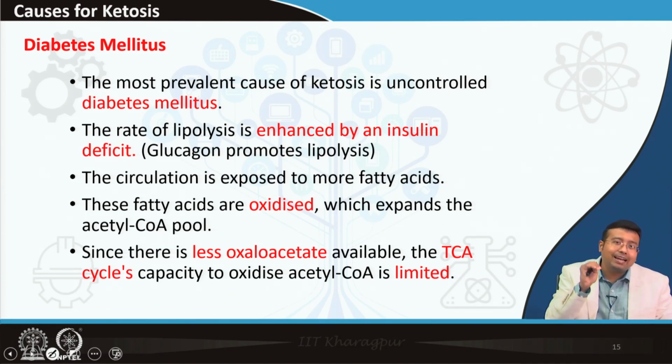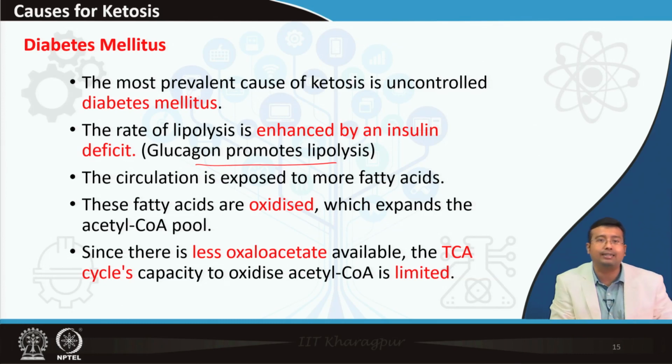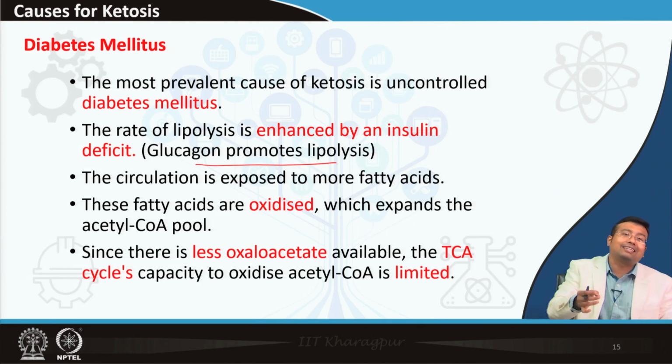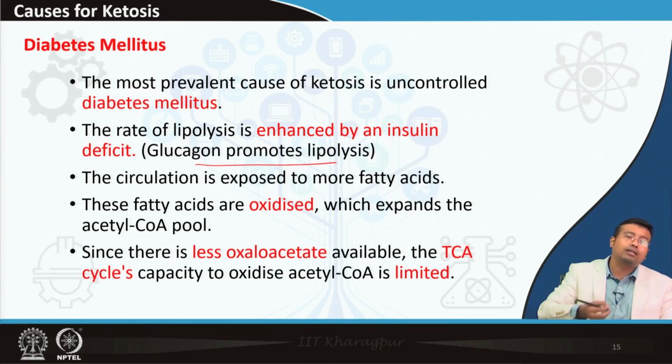Whenever there is less insulin or absent insulin, glucagon takes over and glucagon promotes lipolysis, the breakdown of fatty acid, because we are dealing with a scenario where we need more and more glucose. Whatever energy sources are there, we need to break them down. So, there is already an excess production of acetyl CoA, excess breakdown of fatty acid, but again the TCA cycle is hampered. Why is the TCA cycle hampered? Because oxaloacetate is shunted towards production of glucose.